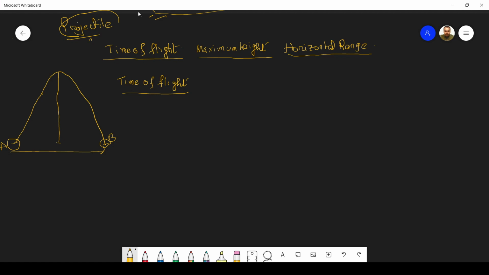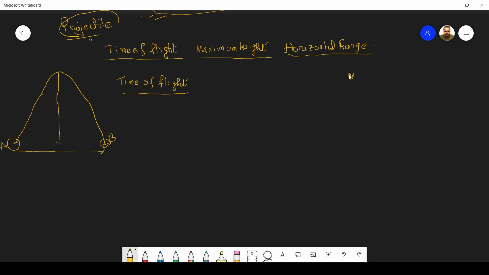In order to find these various quantities, let me write down the equations that we will use. The equations of motion are the ones that we shall have to use. What are those equations of motion? The equations of motion are like this.